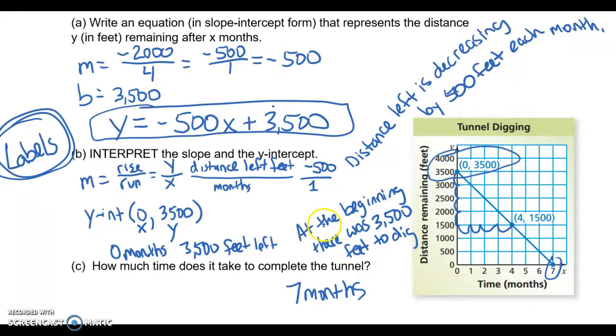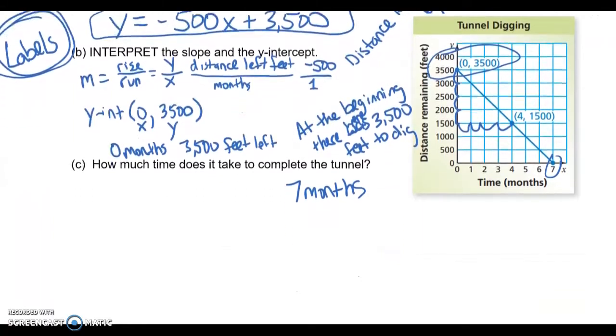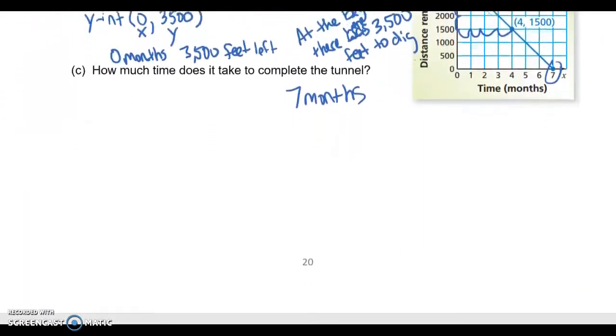It doesn't have to be those exact words. But if you started tracking your bench pressing, you wouldn't tell me at 0 months I could bench press 100 pounds. You would tell me at the beginning or when I started. So at the beginning or at the start, there was 3,500 feet to dig. Or there were, we should say, there were 3,500 feet to dig. Got to have proper English here, even though it's math. So labels, big thing of interpreting. All right, go to the next page.